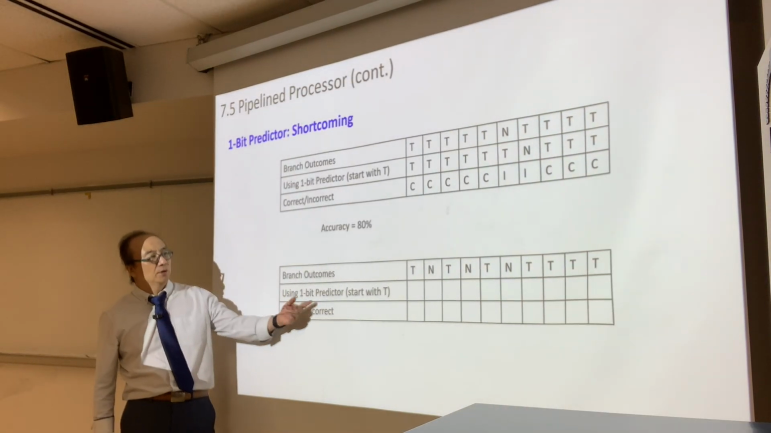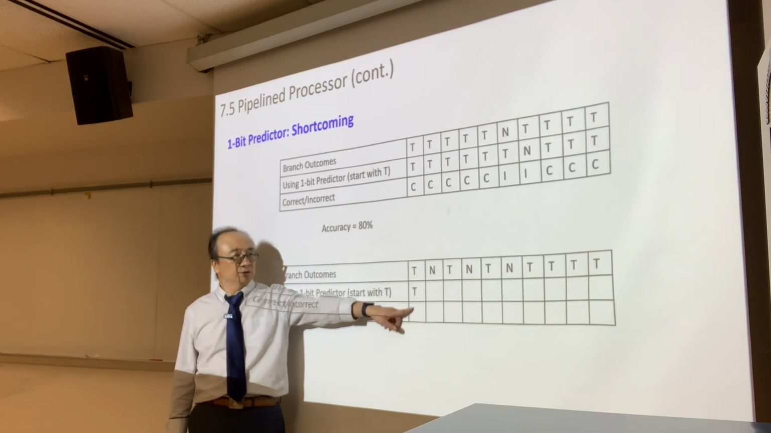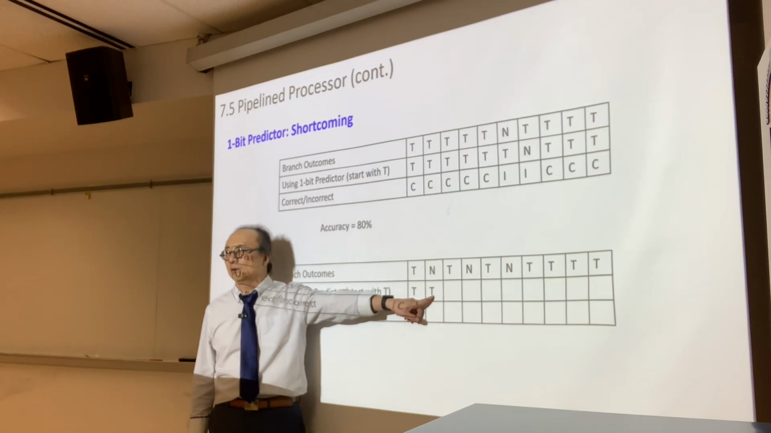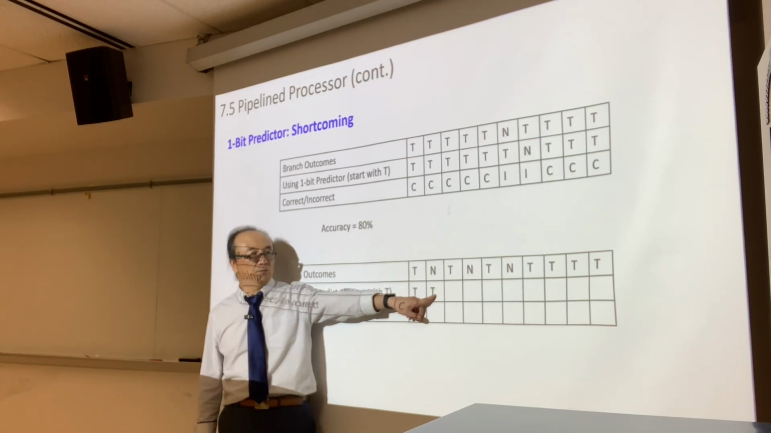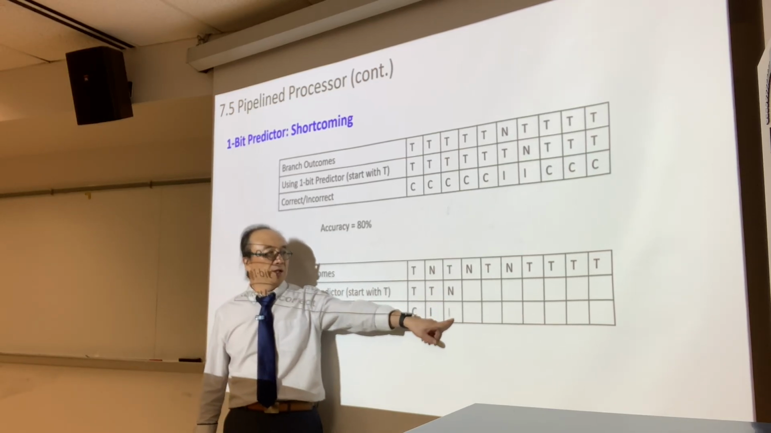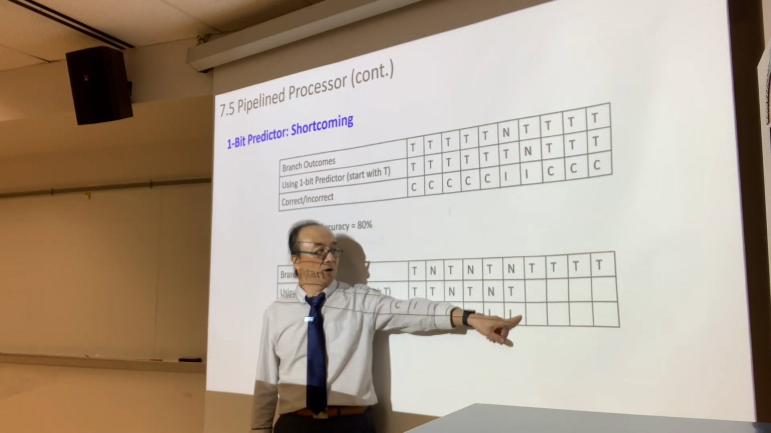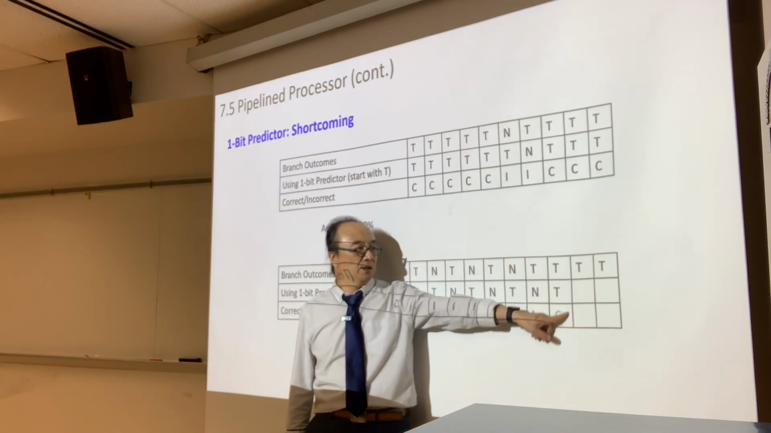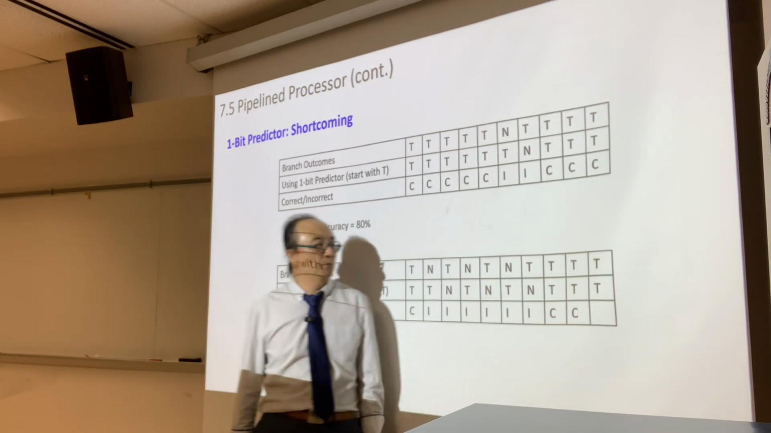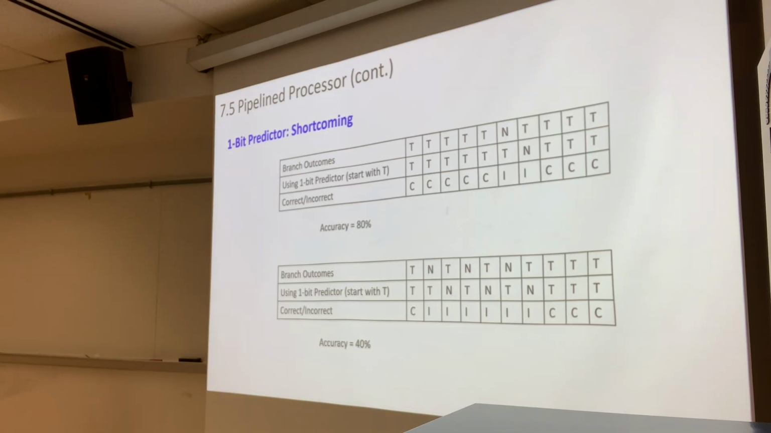For the second table, we start with T. Predicted taken, and the actual outcome is taken. So this is correct, and I'm going to keep it. But this time it's wrong, because the actual branch is not taken. So now I need to change that. Wrong again, change. Wrong again, change. Wrong again, change. Wrong, change, wrong, change, correct, correct, keep it, correct. This time the accuracy is 40%, way below. If the actual branch alternates between taken and not taken, then the accuracy is going to be really low.